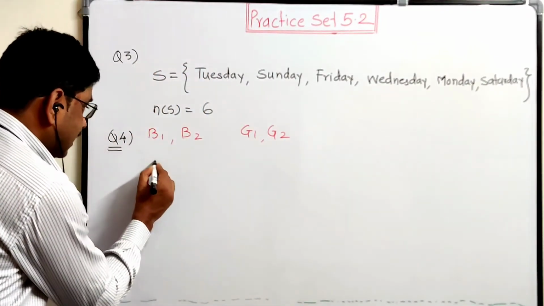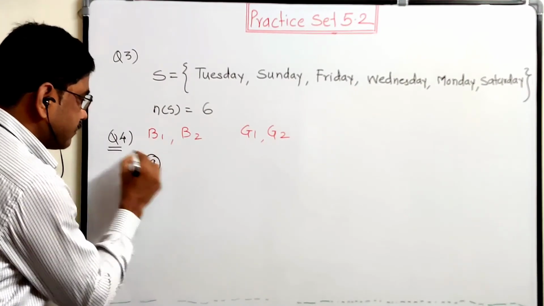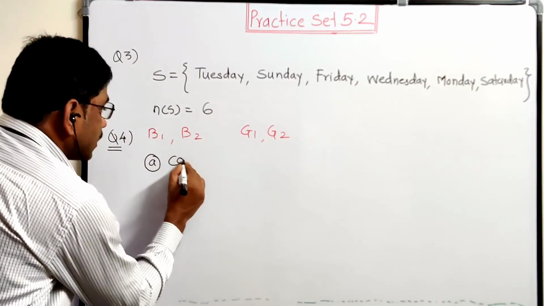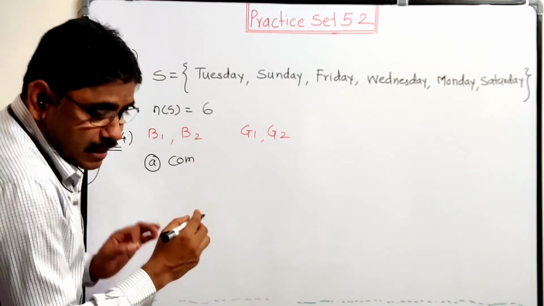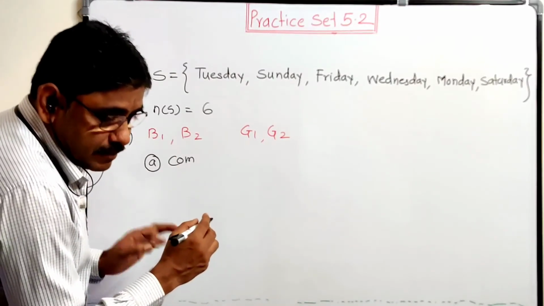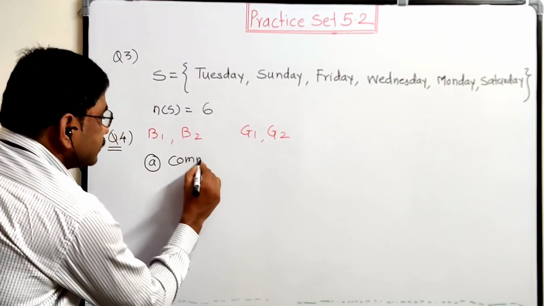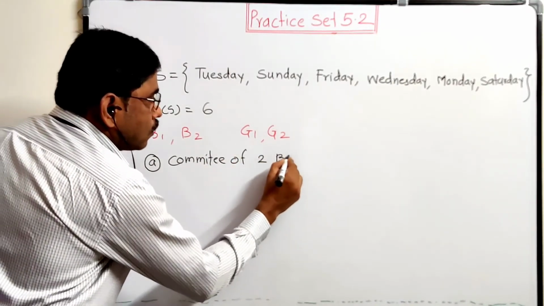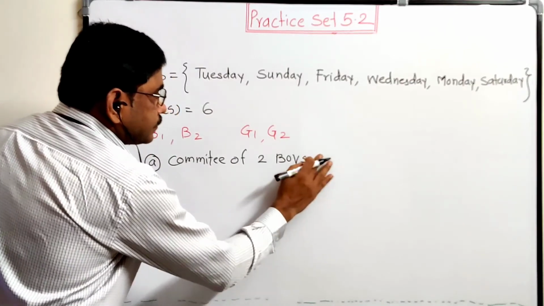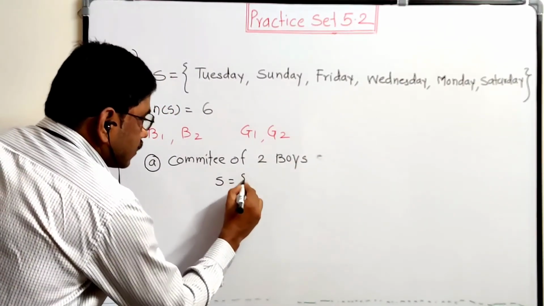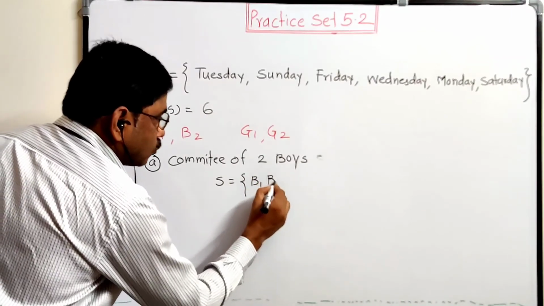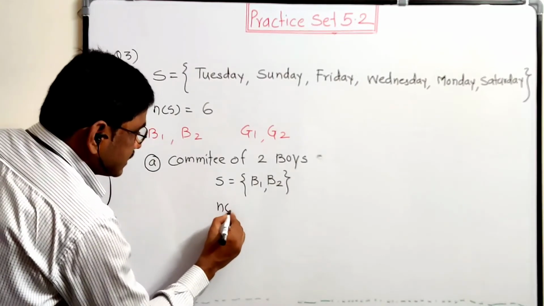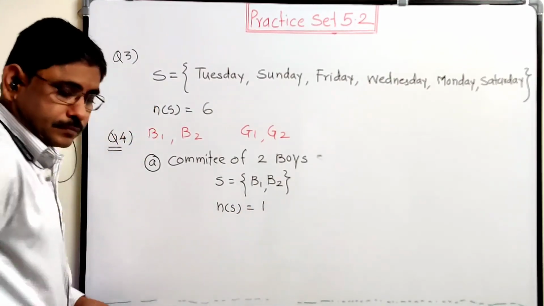A, तो पहला condition दिया है. According to that condition we have to write the sample space. Committee of 2 boys in which both boys are there. So in this committee only 2 boys will be there. So the committee of 2 boys. So S is equal to, जिसमें 2 चाहिए और दोनों boys चाहिए, B1 B2. So only one possibility is there. So NS is equal to 1.